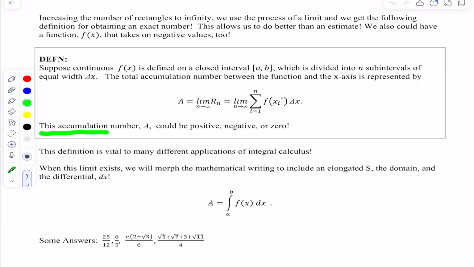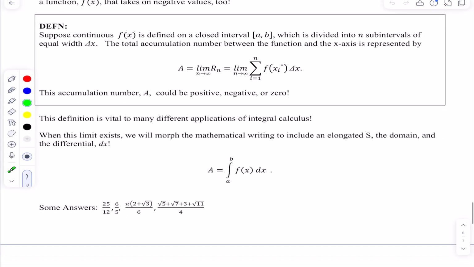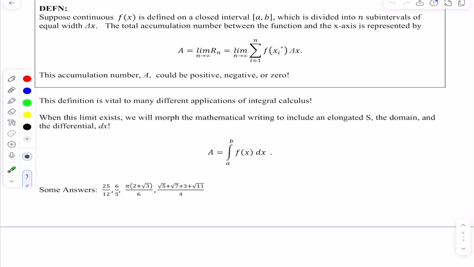This accumulation number a could be positive, negative, or 0. And the reason for that is this function could take on positive or negative values. This definition is vital to many different applications of integral calculus. When the limit does exist, we will actually morph the mathematical writing to include an elongated S, the domain from a to b, and the differential dx.